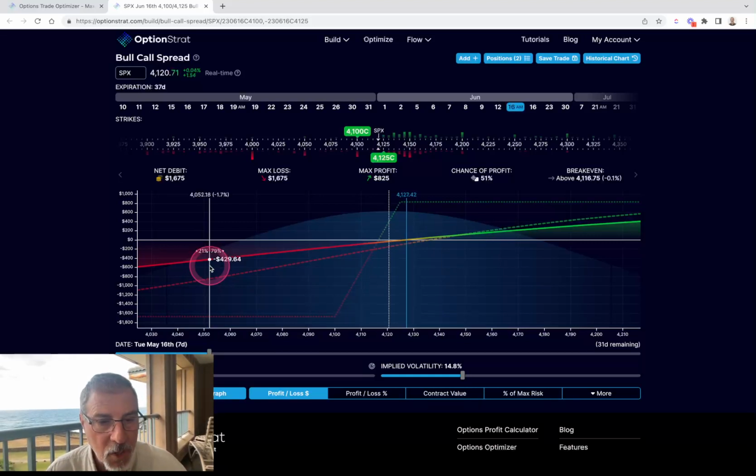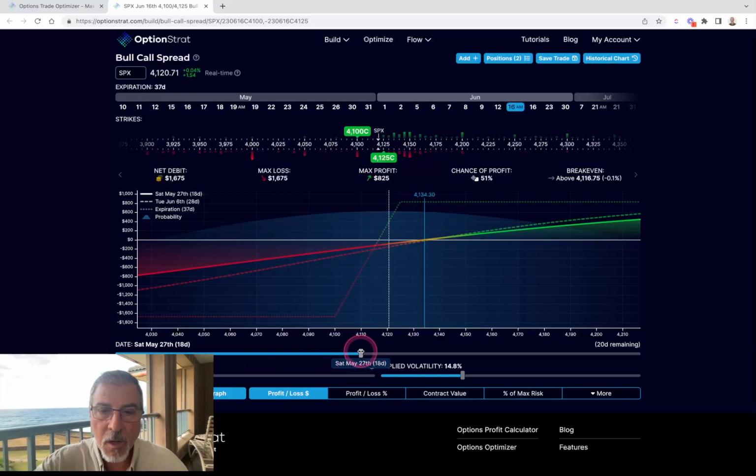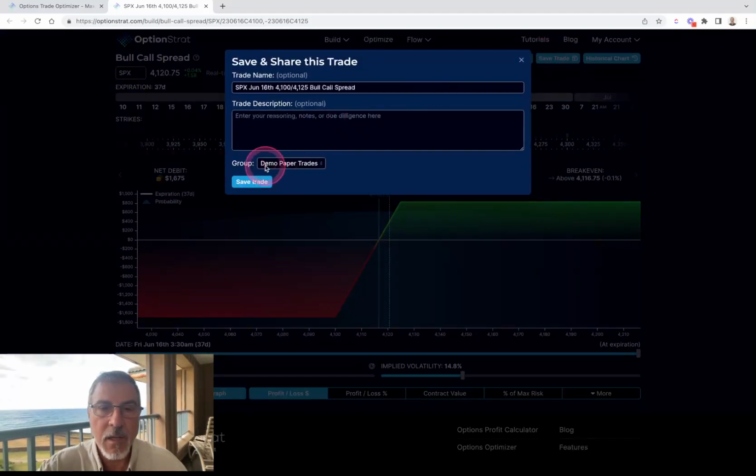So again, if you're talking about SPY, it's going to be 1/10 of that. You'd be down about $42 or so in this trade. So I am okay with that. I am willing to accept that risk as part of my trade. So I'm going to go ahead and save this trade. And again, always paper trade.